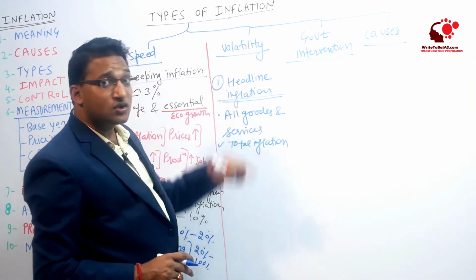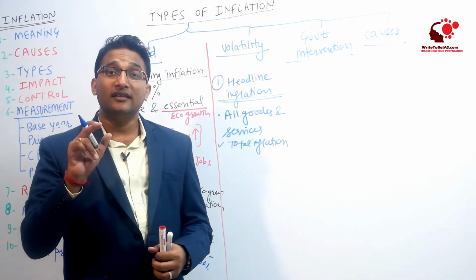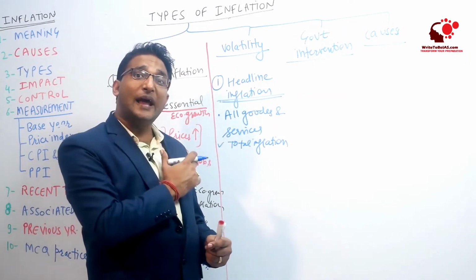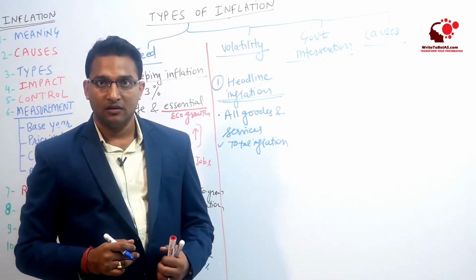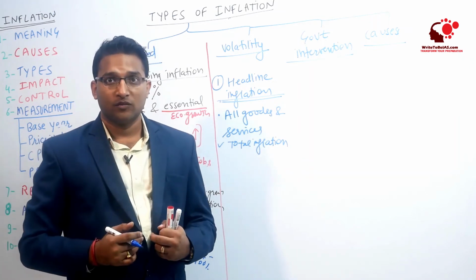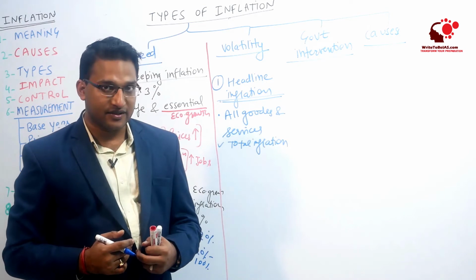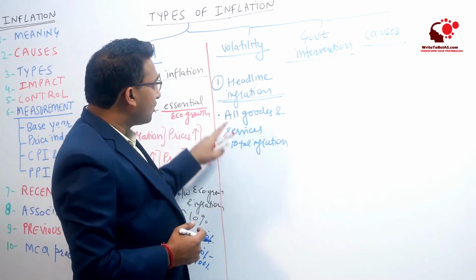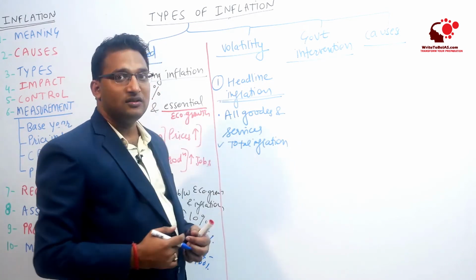Headline inflation, why is this called headline inflation? Because in the newspapers, this is the primary inflation which is reported. This is the primary inflation which is considered for policy making and all other purposes, right? So this is called headline inflation and total inflation both.